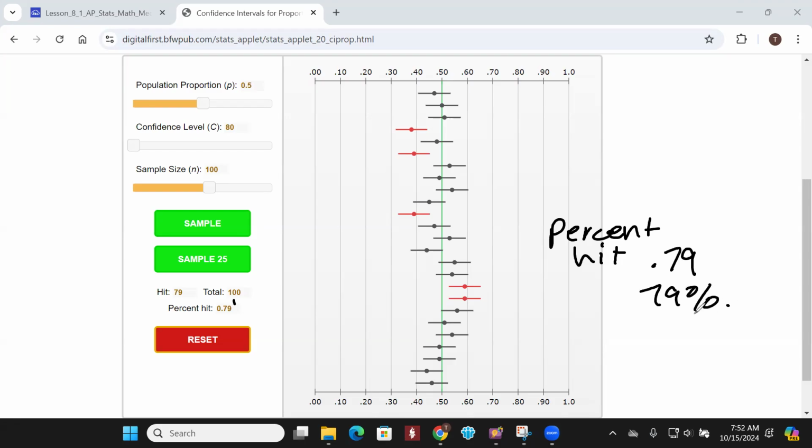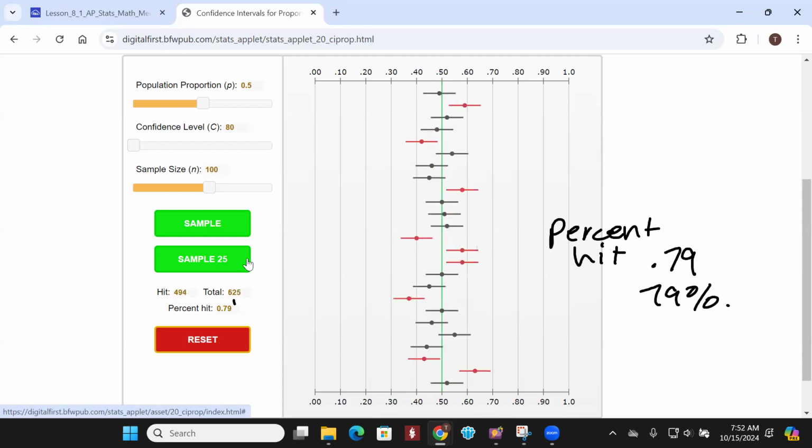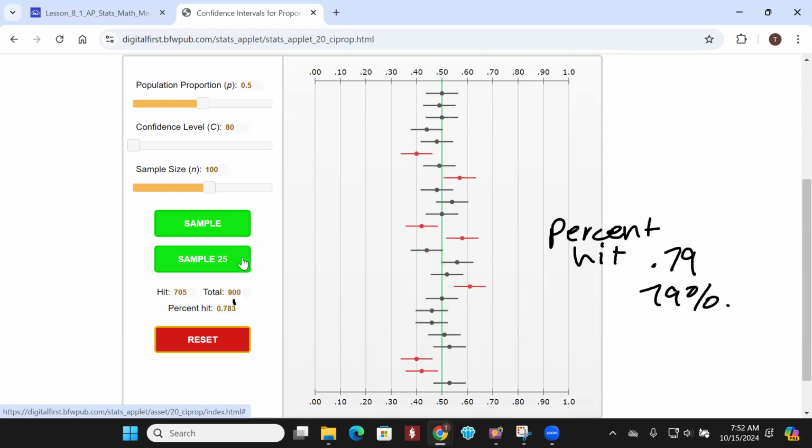Now we're going to continue adding samples until we get 5,000 samples. The way you can tell is where it says total. So you're going to keep going until you get 5,000.